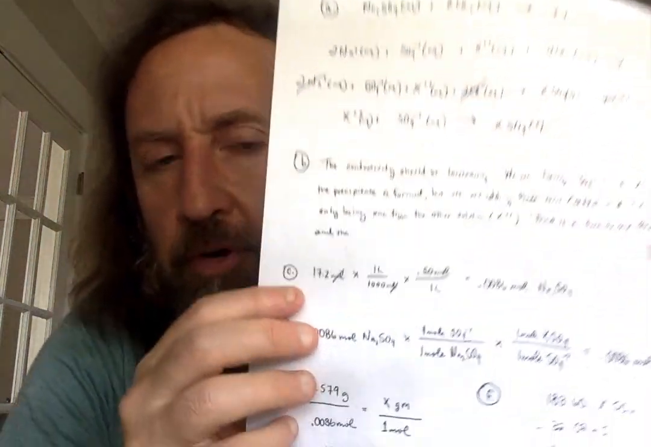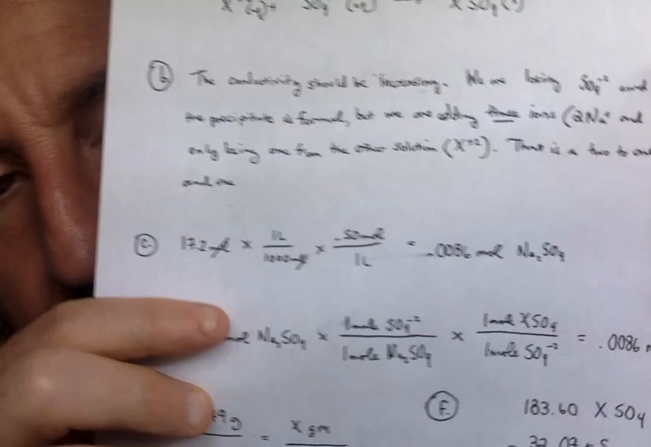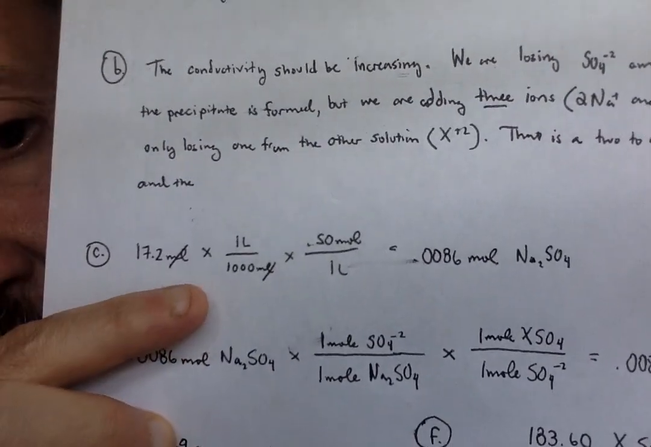So calculate the number of moles of Na2SO4 that was added by the completion of the reaction. I'm really glad they did it this way, because for some reason, sometimes people get a little crazy with molarity and they don't like it, but it's an easy way to do the problem.